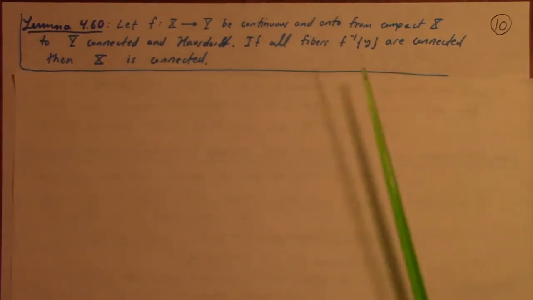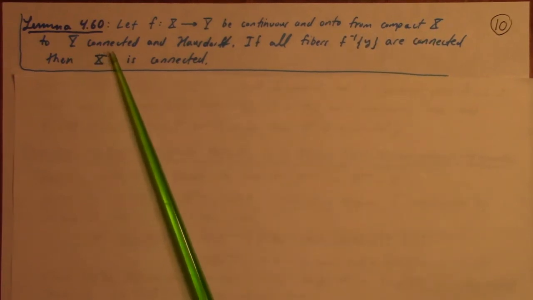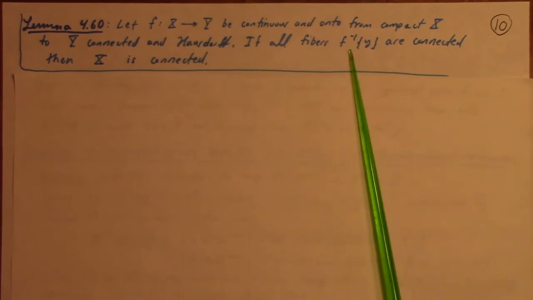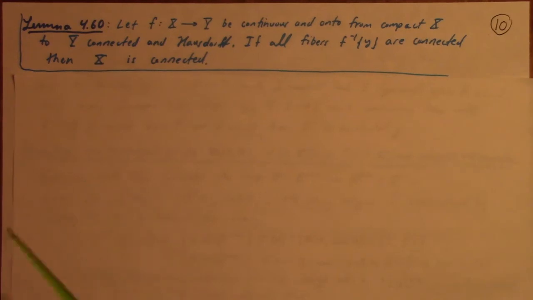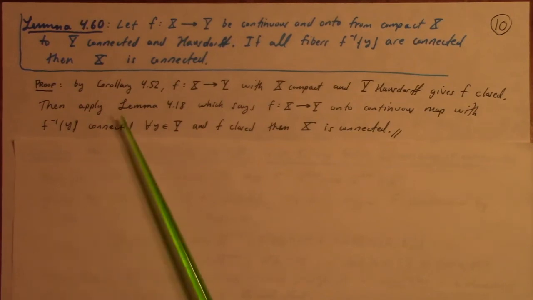Lemma 4.60. Let F be continuous and onto from compact set X to connected Y, and Y is also Hausdorff. If all of the fibers of F are connected, then X is connected. This is a lemma we need. The proof of that is by a couple of corollaries and lemmas we had from before.